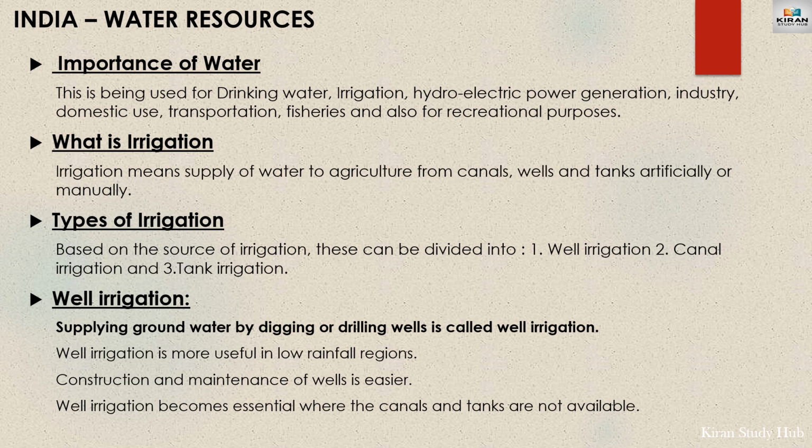Now let's come to well irrigation. Supplying groundwater by digging or drilling wells is called well irrigation. Well irrigation has many advantages. It is more useful in low rainfall regions. Construction and maintenance of wells is easier, and wherever there is an absence of canals and tanks, well irrigation becomes very essential.